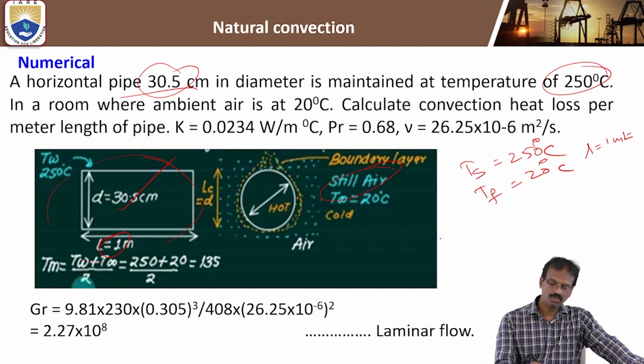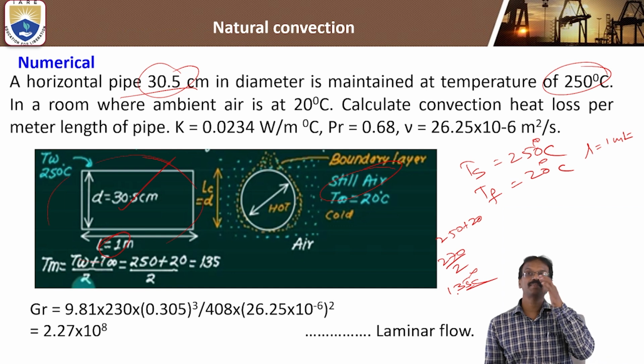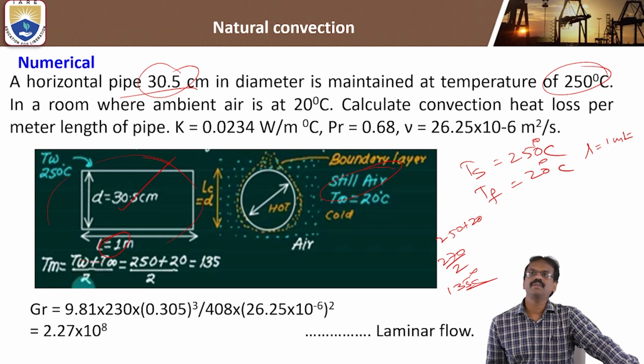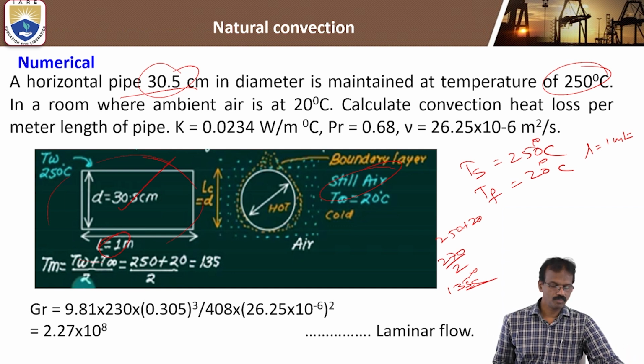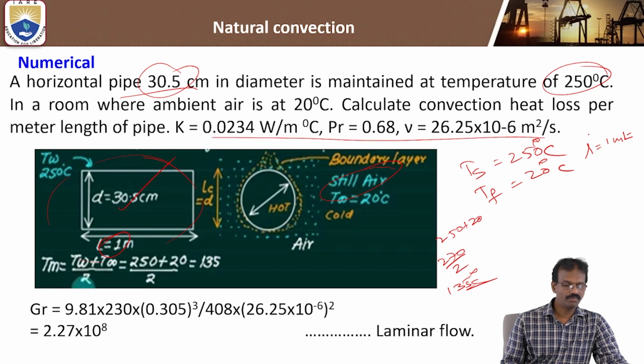So T mean is equal to Ts plus Tf by 2. That is 250 plus 20, so 270 by 2. Okay. So by using this temperature, 135 degrees Celsius, with respect to dry air, you can take the properties. Okay.